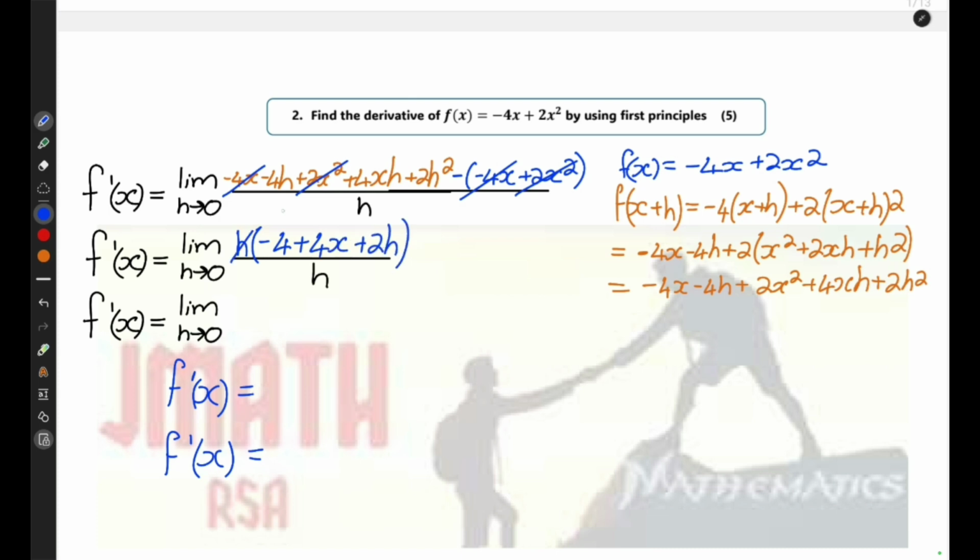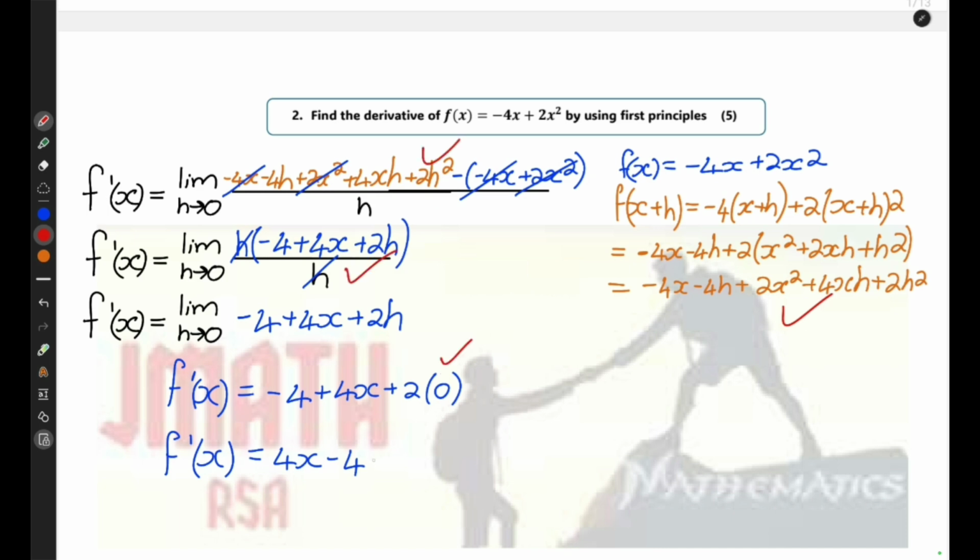That enables me to cancel the h's, and now I can just rewrite what I have so I don't make a mistake. Minus 4 plus 4x plus 2h, and then I can sub in the limit of h is 0, so minus 4 plus 4x plus 2 times 0. Final answer to the sum is 4x minus 4. Okay, let's see where you would get 5 marks. Simplifying the x plus h, subbing correctly, taking h out as a common factor, and then using the limit and getting the final answer. So there are my 5 marks.